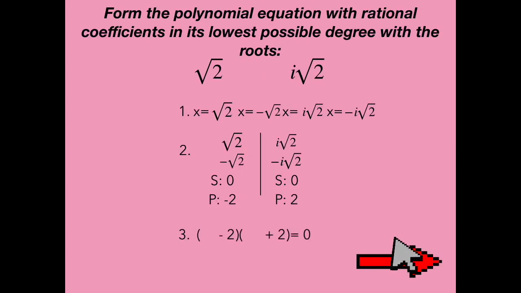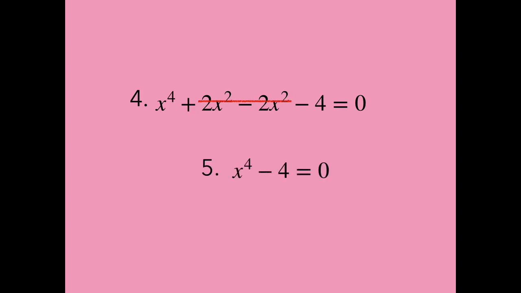Lastly, use the S and P formula to form the depressed equation. Once you do that, simplify. Now you get x raised to 4 plus 2x squared minus 2x squared minus 4 equals 0. Simplify even more and your final answer is x raised to 4 minus 4 equals 0.